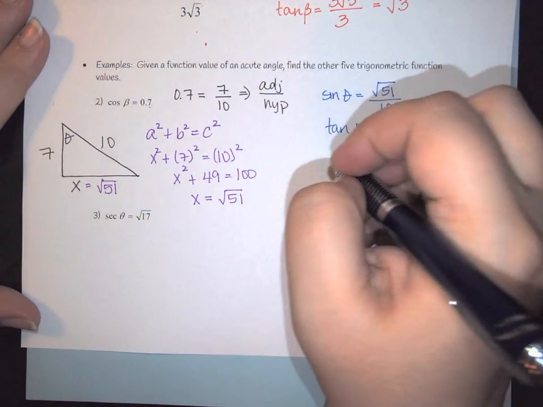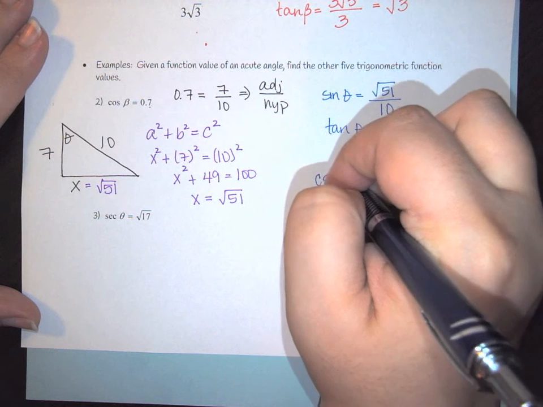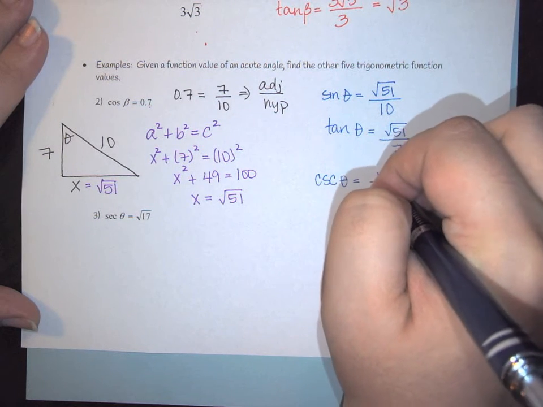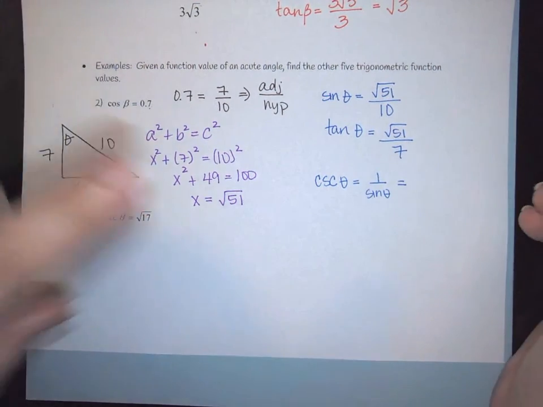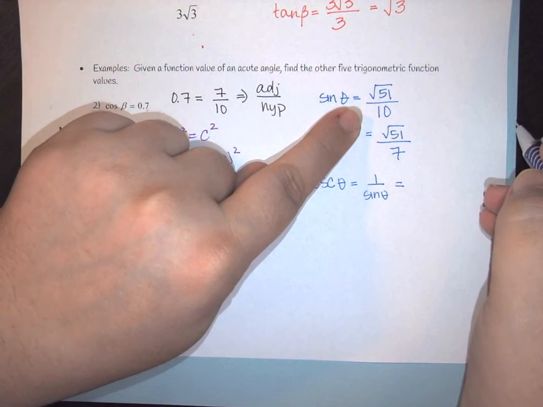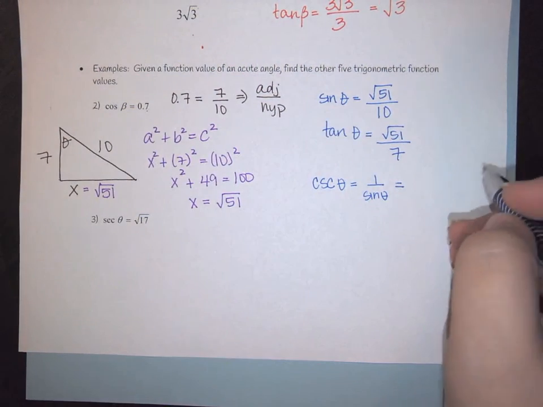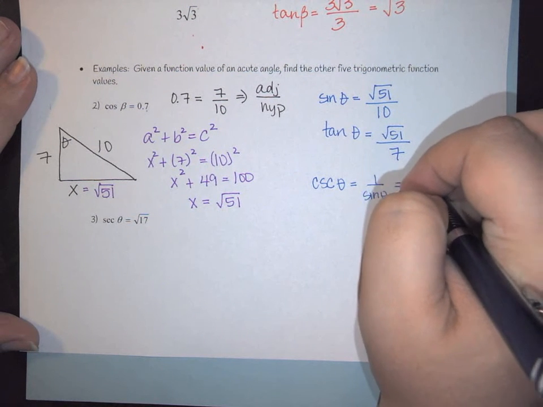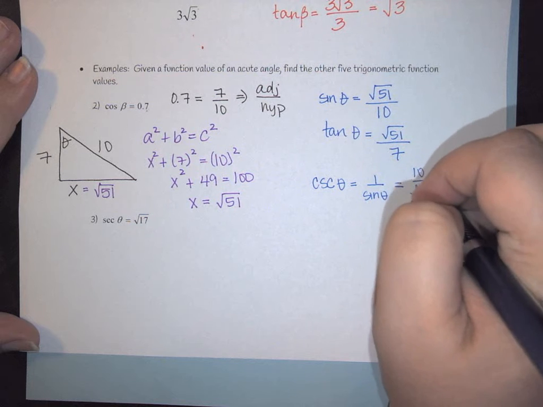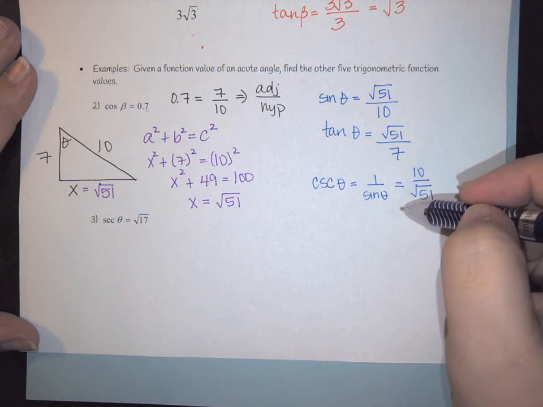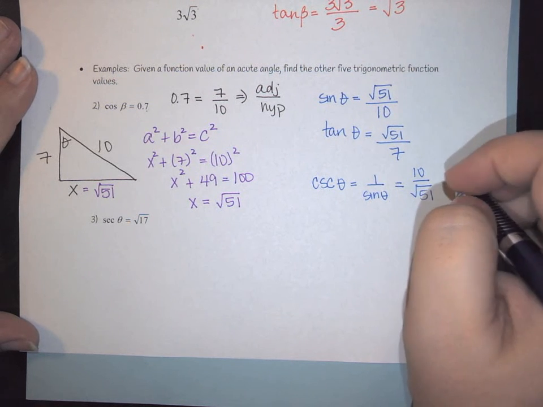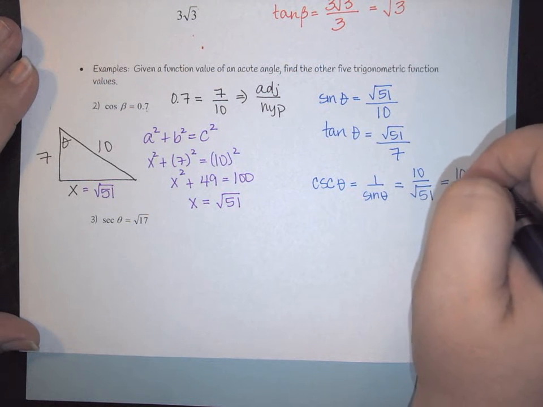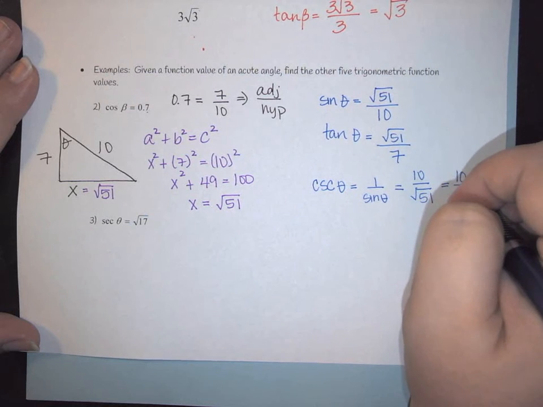And now we need to do cosecant, which is the same as 1 over the sine, which in this case is going to take our sine and we're going to flip it on its head. So here this becomes 10 over the square root of 51. When you rationalize, this is going to change and instead is going to give you 10 square roots of 51 over 51.